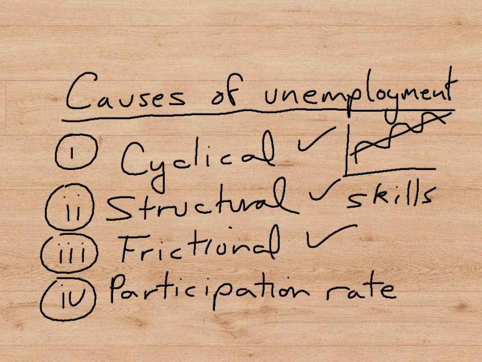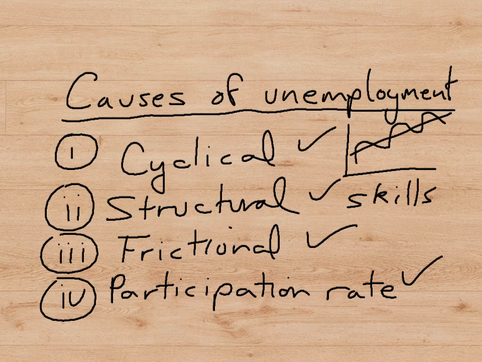Then there is so-called frictional unemployment. This refers to the time lag between a person leaving a job and finding a new job due to problems in the labor market. For example, the lack of information about where jobs are vacant, or indeed relocation costs, which prevent unemployed workers from moving geographically to another part of the country where there are jobs available. These are all frictions in the labor market, and we call this frictional unemployment.